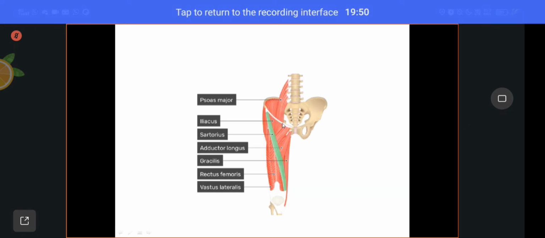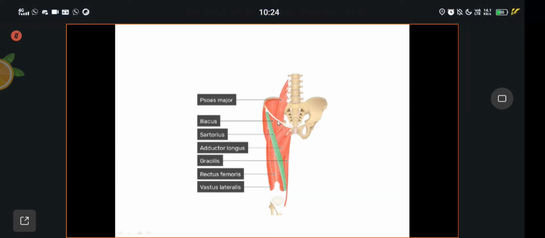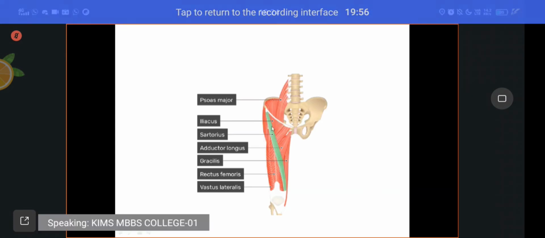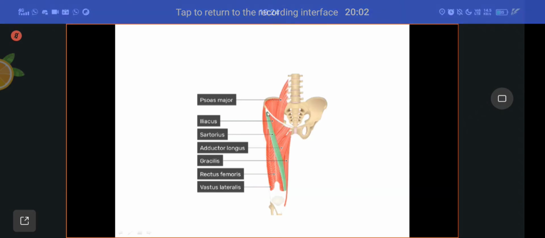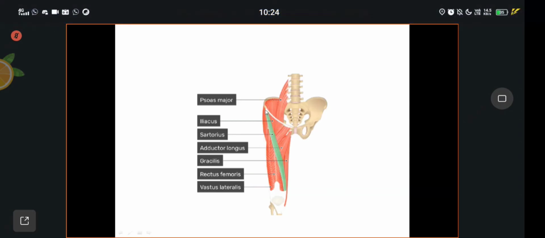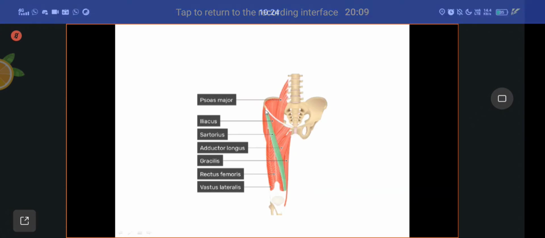Inguinal ligament. What is this ligament called? Inguinal ligament. And also, what is this muscle? This is the sartorius muscle. The sartorius muscle and the inguinal ligament get their origin from the anterior superior iliac spine.